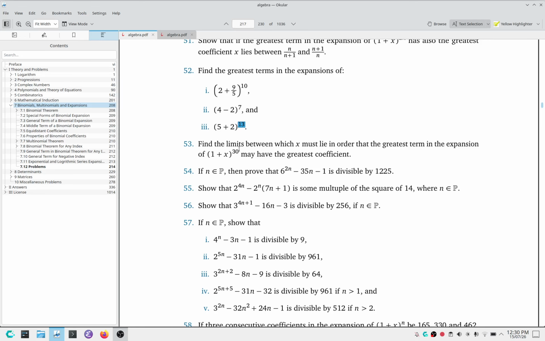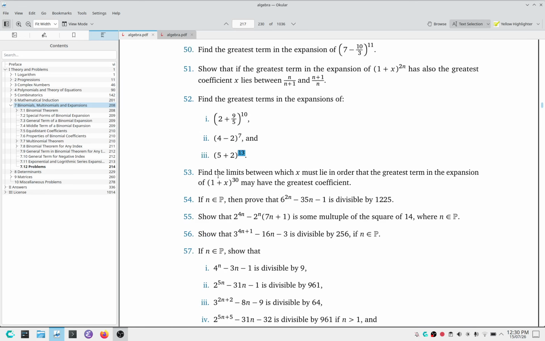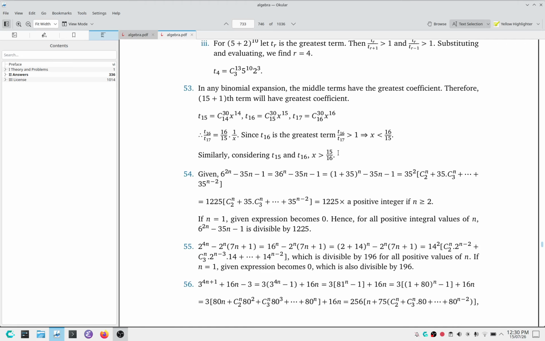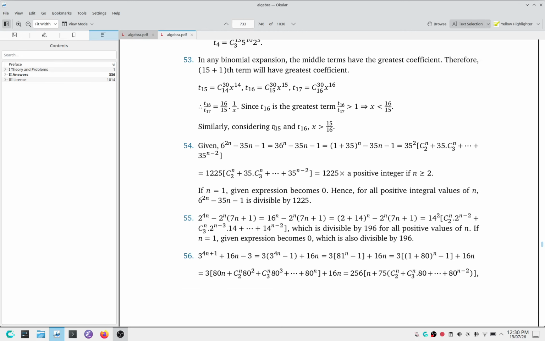So if you look at this question 53, it would be similar to 51, right? So instead of 2n, we have 30. So the answer would be similar, n upon n plus 1 and n plus 1 upon n. That is 16 upon 15 and 15 upon 16. That is the limit. You solve it and you will arrive at this answer only.